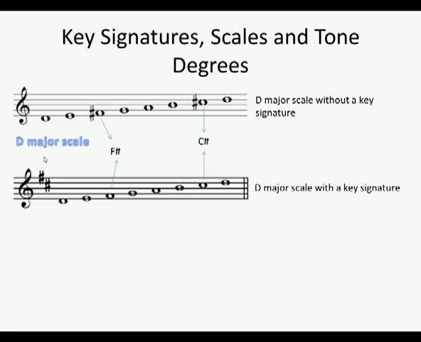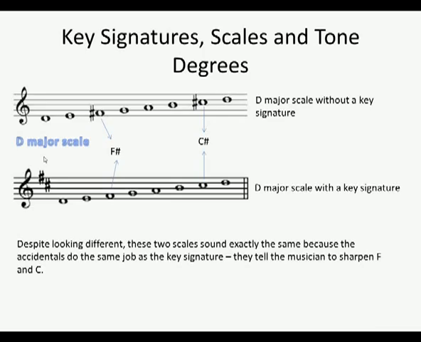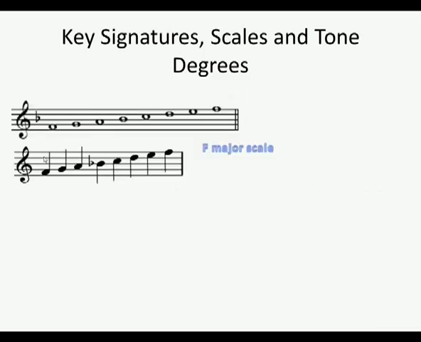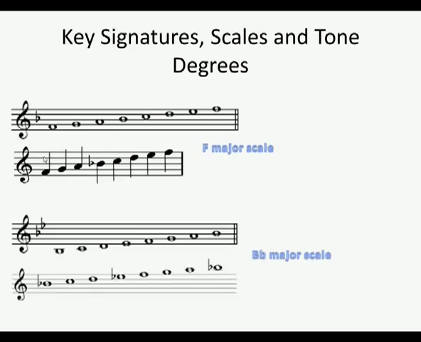Here again, D major scale, the top example written without a key signature and the bottom example written with a key signature. Once again, these two scales would sound exactly the same, they're just written differently. F major scale, again, the top example has a key signature and the bottom example doesn't have a key signature, and so the flat has been filled in. B flat major scale, the top example with the key signature, the bottom example without the key signature, so the flats have been filled in.